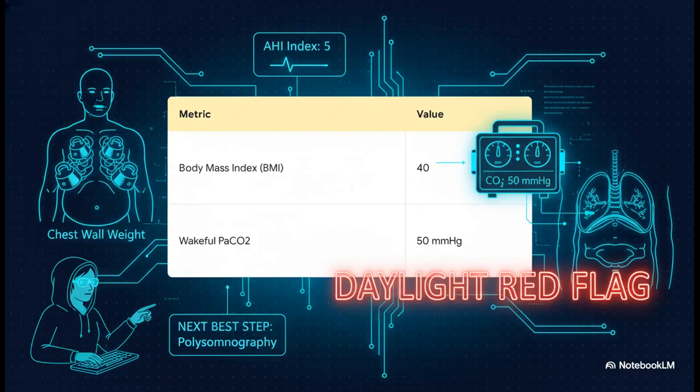And here's where they lay the trap. They give you one more piece of data. His wakeful arterial PCO2 is 50. Now listen, this isn't at night while he's sleeping. This is during the day. This, my friends, is the daylight red flag. See, a patient with simple OSA should normalize their CO2 when they're awake and breathing. A high daytime CO2 means something else, something more is going on.